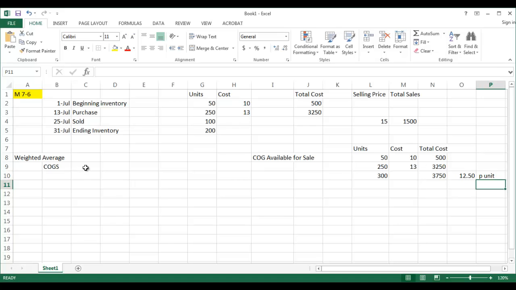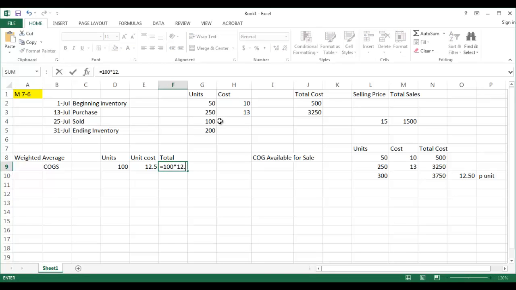So our cost of goods sold, we had a total of 100 units sold. Again, that was on July 25th. Our unit cost is our weighted average unit cost of $12.50, which means our total cost is just those 100 units times the weighted average cost per unit, $1,250.